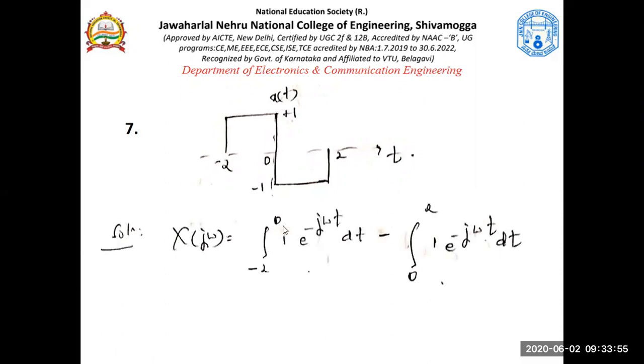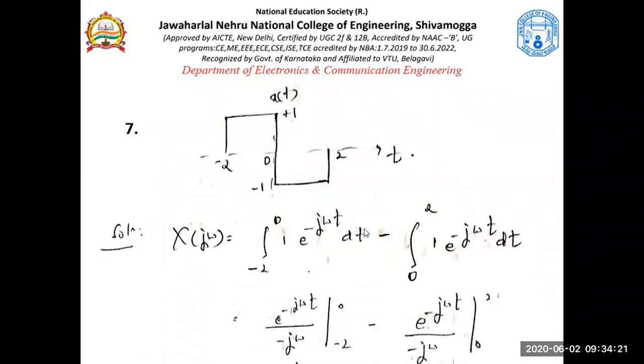Fine. So x of t is 1 from minus 2 to 0, and x of t is minus 1 from 0 to 2. So that minus 1 is taken here. So the X of j omega would look like this, after substituting the equation for X of j omega. I'm not doing that.